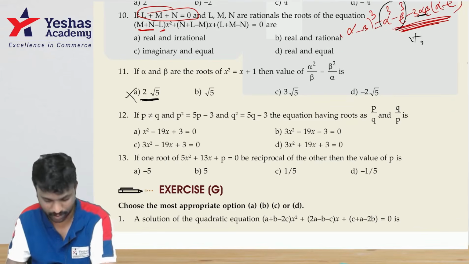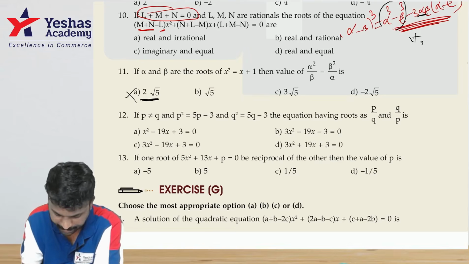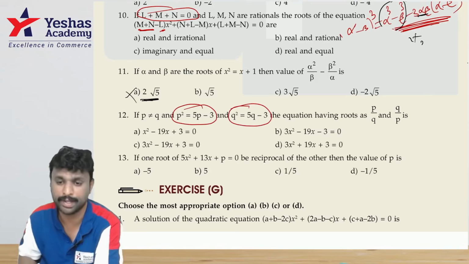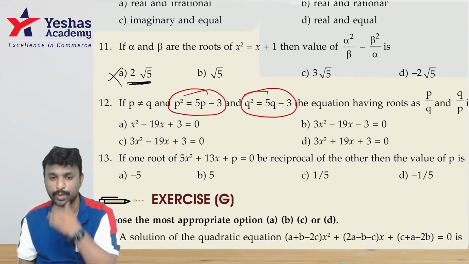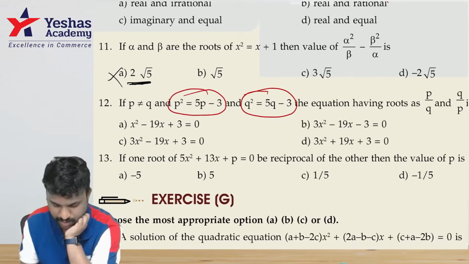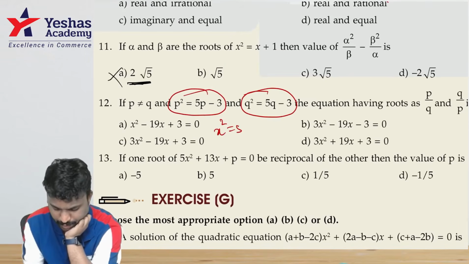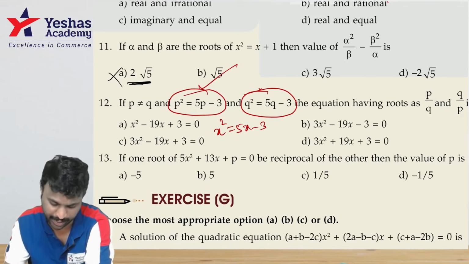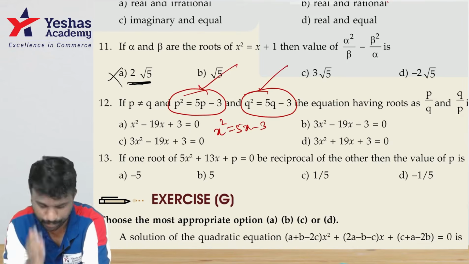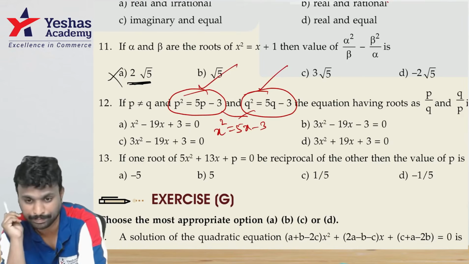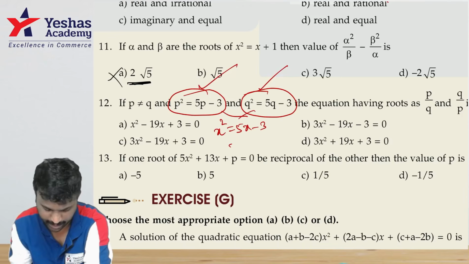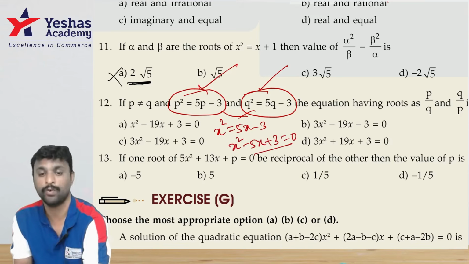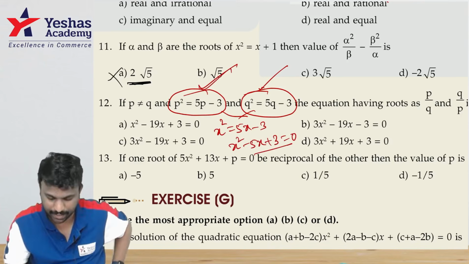Guys, they've said P is not equal to Q. P square is equal to 5P minus 3. Q square is equal to 5Q minus 3. Guys, if you observe these two equations, both the equations resemble x square is equal to 5x minus 3. If I put x equal to P, this is what I get. If I put x equal to Q, this is what I get. Yes or no? Both the equations resemble this form. Correct? So, x square minus 5x plus 3 equal to 0 is an equation whose roots are P and Q.